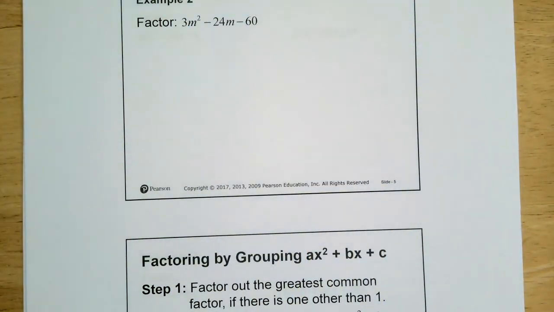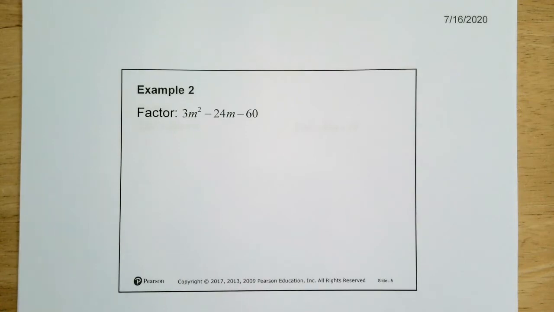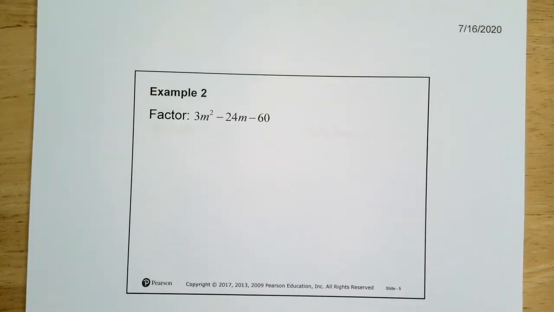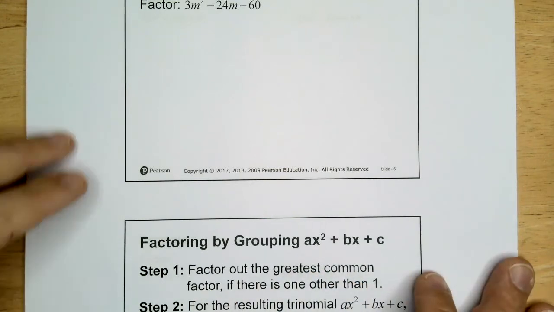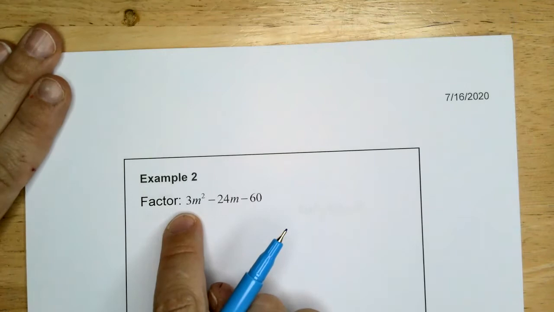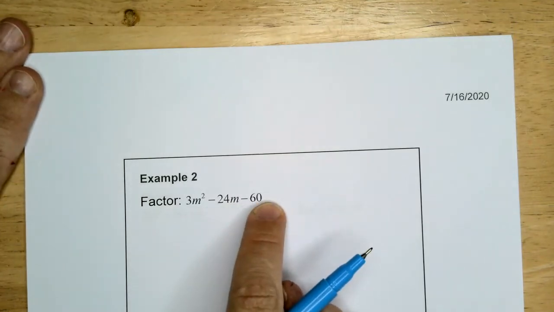All right, this guy. This guy, we need to factor out the greatest common factor, okay? The greatest common factor. Factor out the greatest common factor. We have the number 3, the number 24, and the number 60.